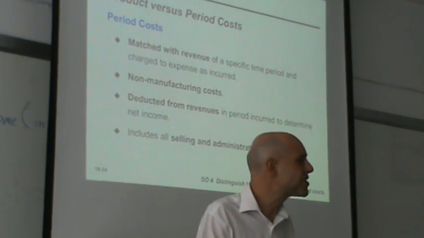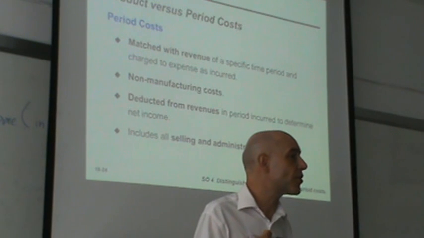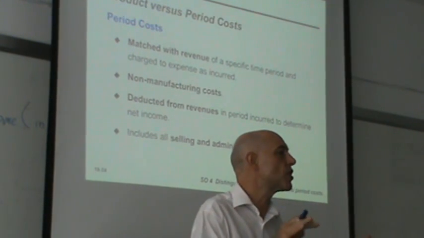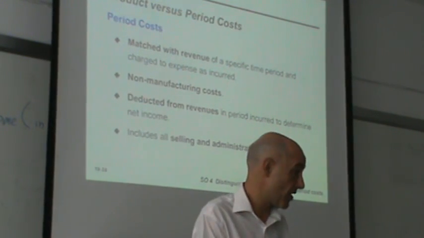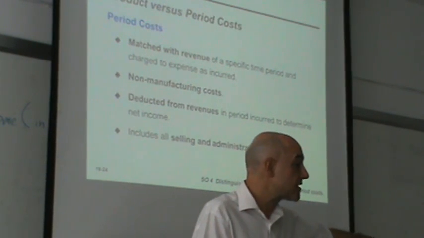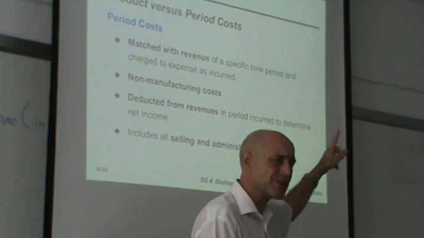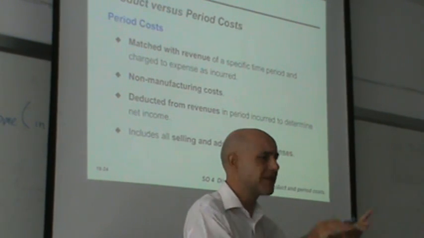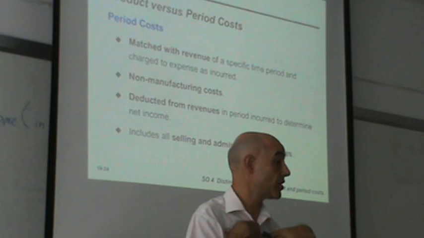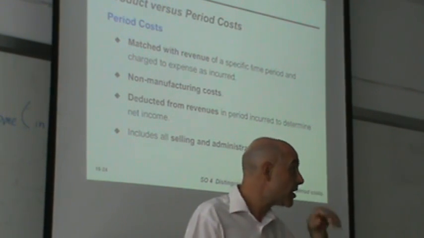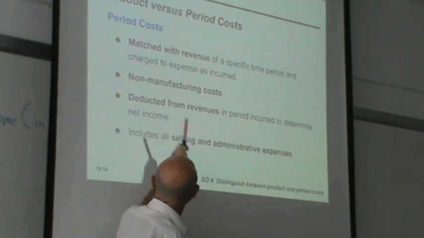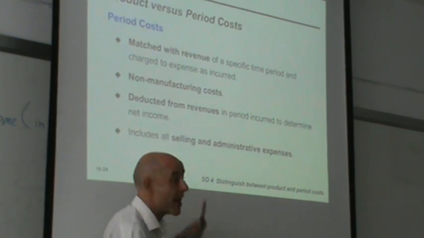The accountant doesn't produce anything. The labor of the accountant is not associated with any particular product, okay? The accounting office downstairs is not associated with your class or any other class. They're not even associated with you. They're mostly associated with us, okay? So accountants are usually mostly non-manufacturing costs.